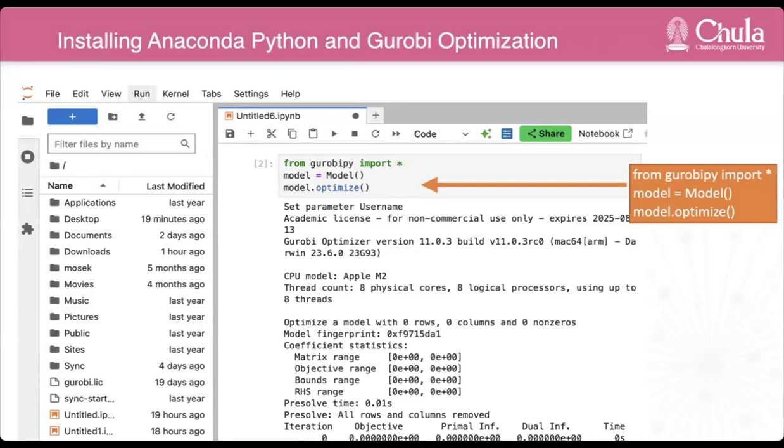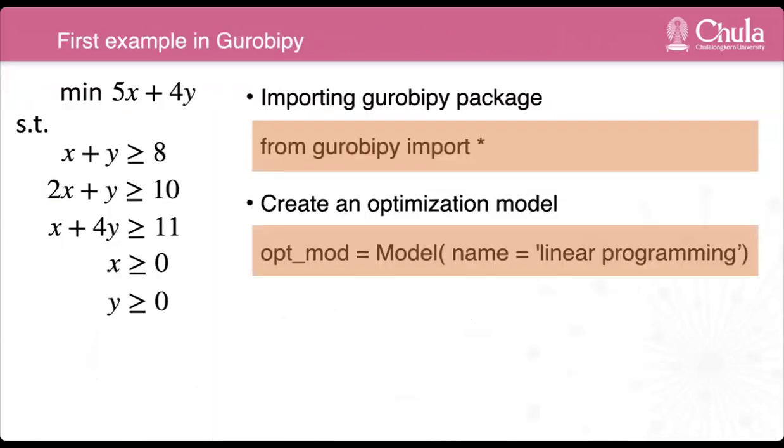Okay, but if you can open this Jupyter Notebook, of course, that means you finished installing Anaconda. Okay, and for testing, from gurobipy import star. Okay, model is Model parenthesis, and model.optimize, and it shows something like academic license for non-commercial use only, expires. Well, don't care about that. Okay, and now you're ready to run the first example.